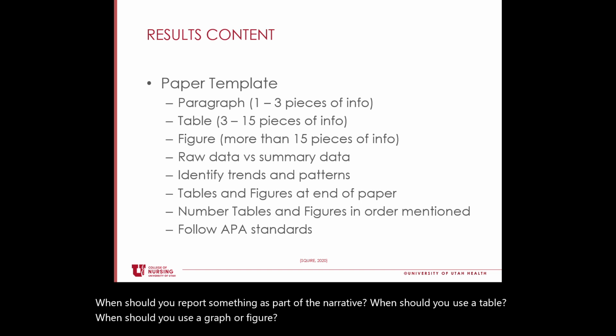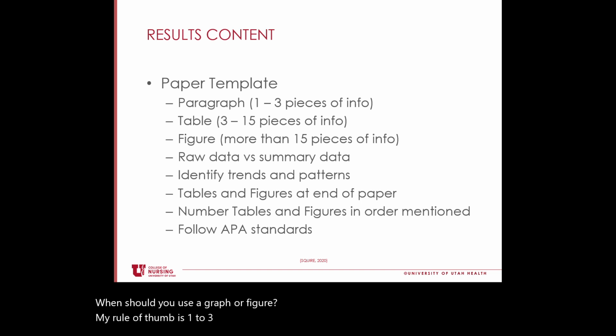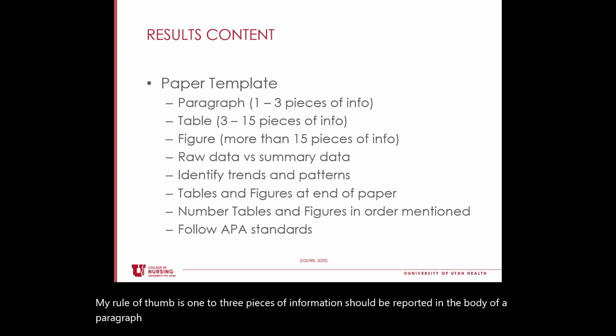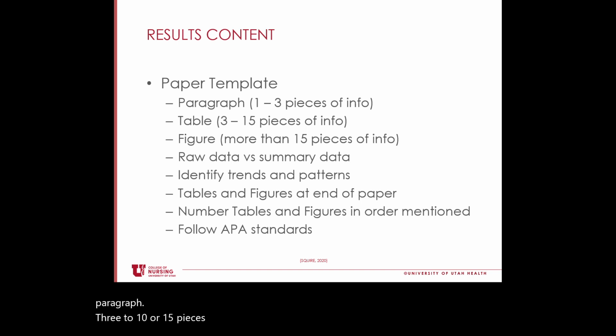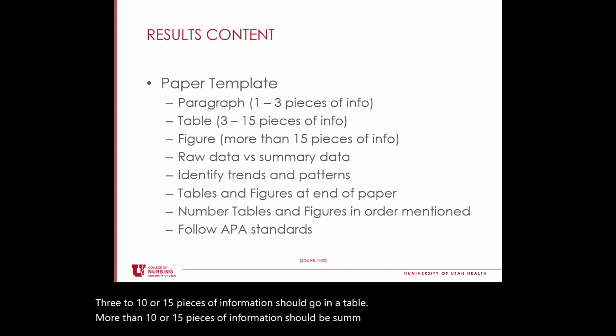My rule of thumb is 1 to 3 pieces of information should be reported in the body of a paragraph. 3 to 10 or 15 pieces of information should go in a table. More than 10 or 15 pieces of information should be summarized with a graph or figure.